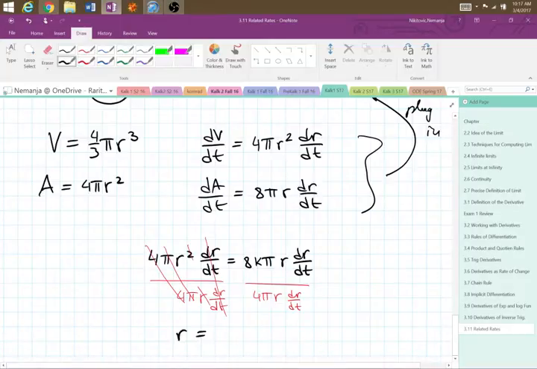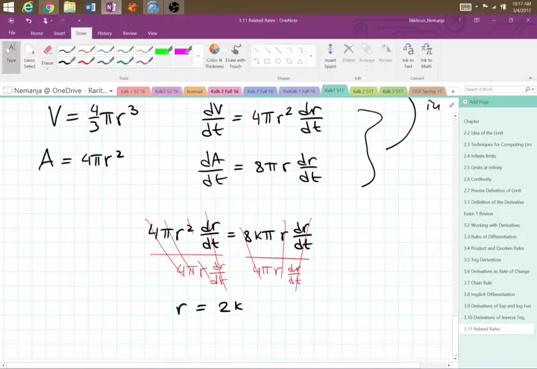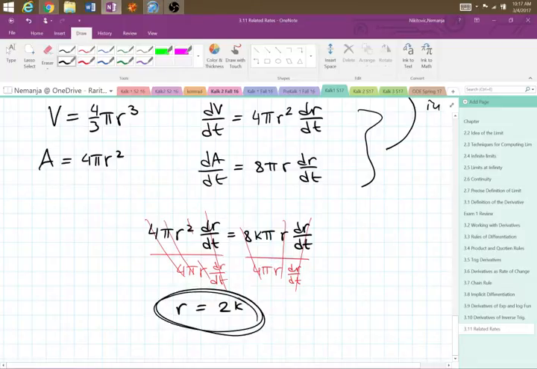On the other side, that gives me 2k, and then the r dt dies. Awesome. Look what we get. We get that r is 2k. They say show that the rate of change of radius is constant. Well, what do we see here? Constant, right?